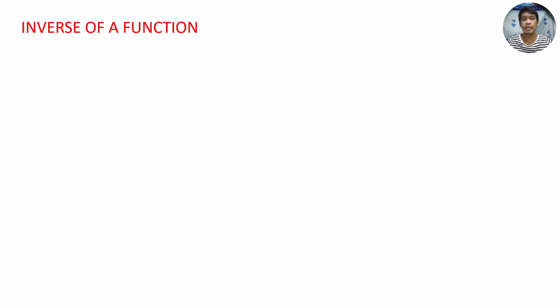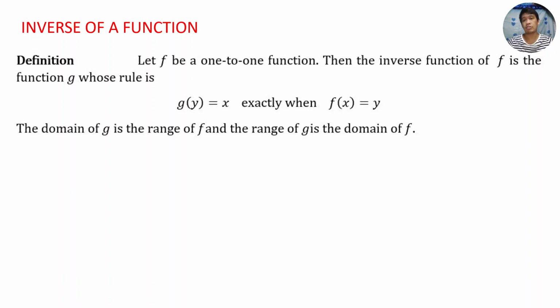Okay, so let's discuss the last topic for this chapter, which is the inverse of a function. It's very important to know that the function is one-to-one, because only one-to-one functions have an inverse function. So let f be a one-to-one function.